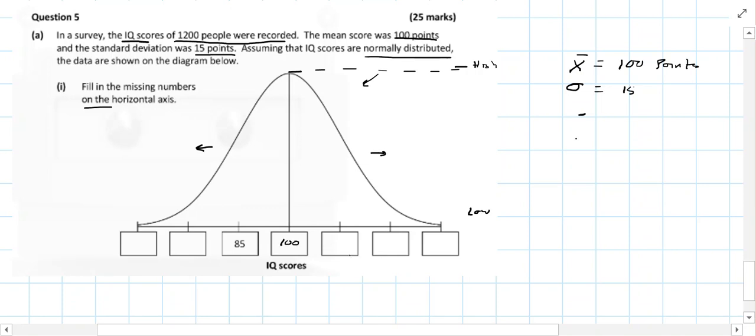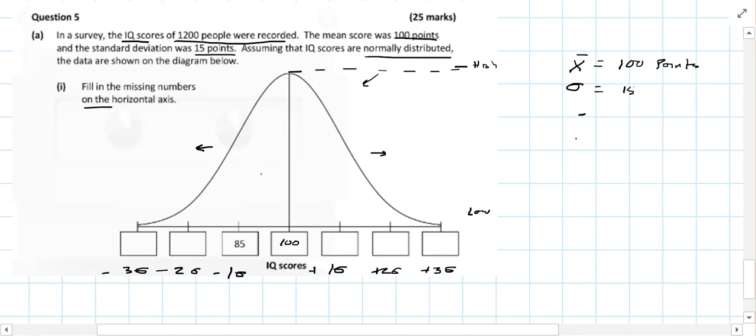So it's 100. Then on either side, this is going to be one standard deviation, so minus one standard deviation from the mean on the left and plus one standard deviation on the right. Then this is going to be 2 standard deviations, and this is going to be 3 standard deviations. So it's going to be minus 1, and then this one's going to be plus 1, plus 2, and then plus 3 standard deviations.